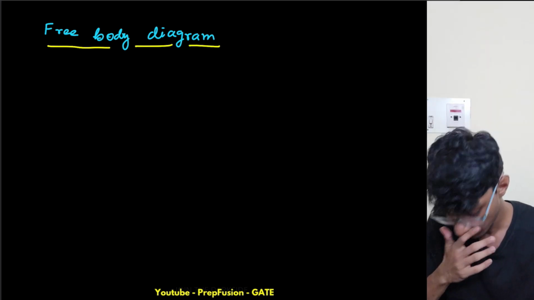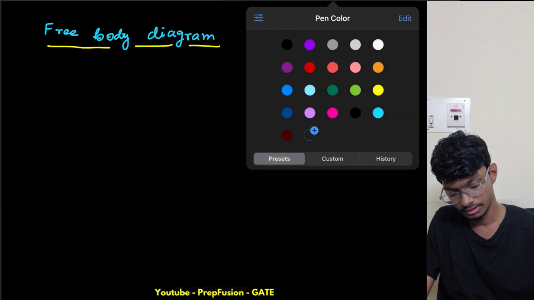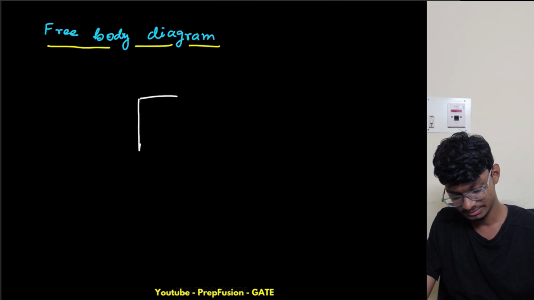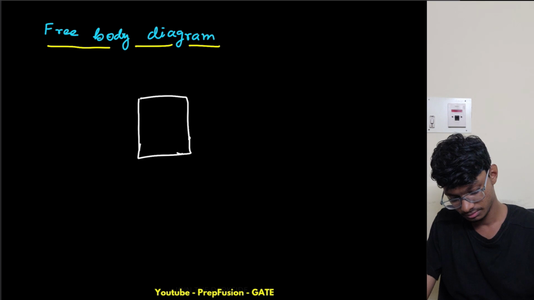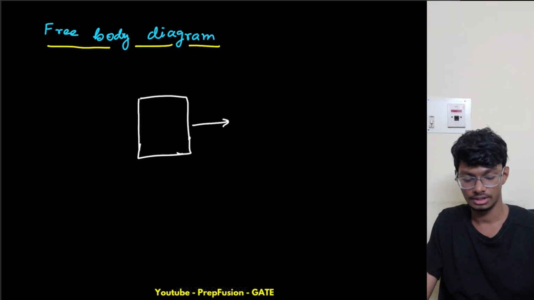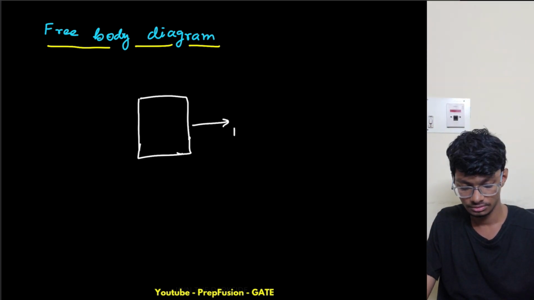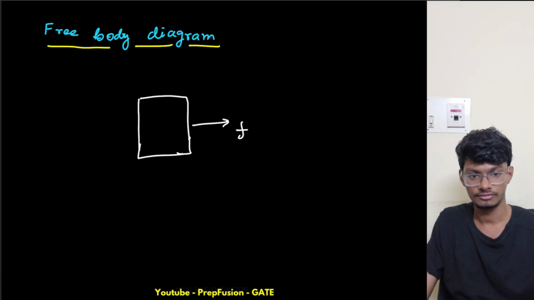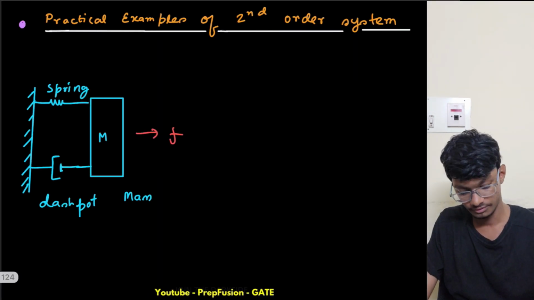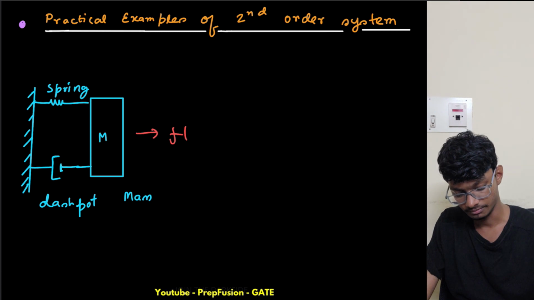Analysis using free body diagram, what do I see? First I will make the body. Obviously this is my mass M. Now I have applied some force. Okay, I have applied some force F of t, a function of time. This force is basically a function of time.